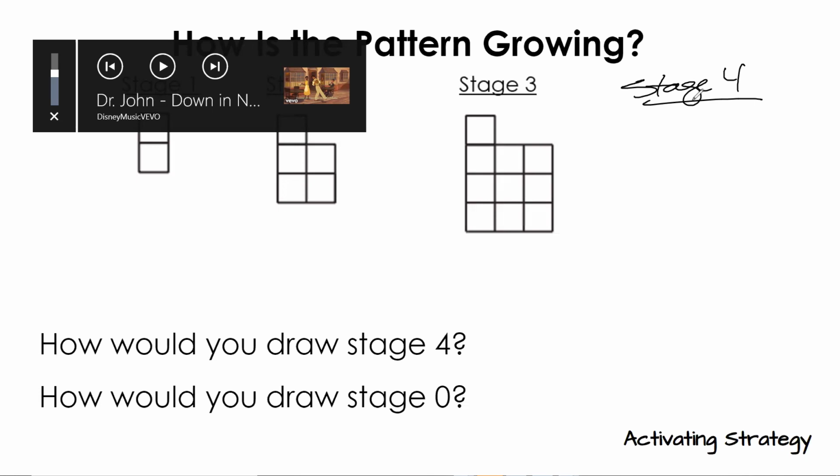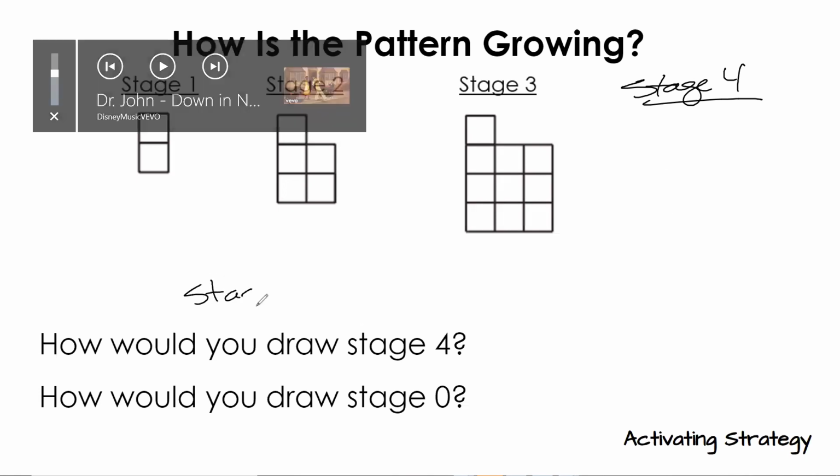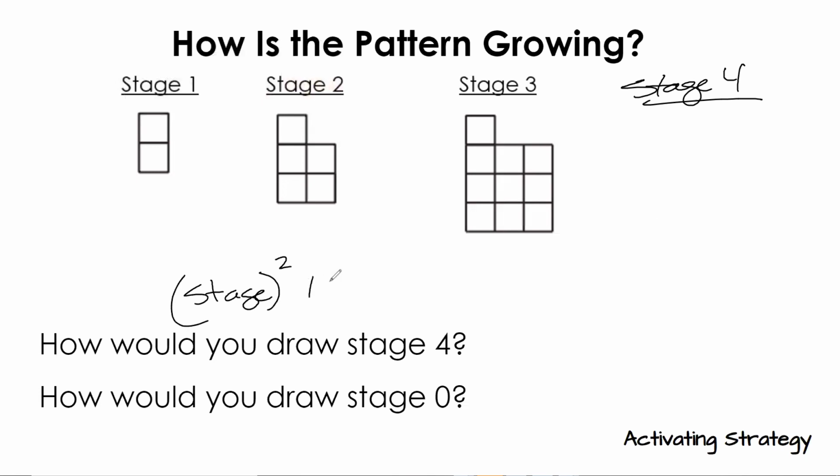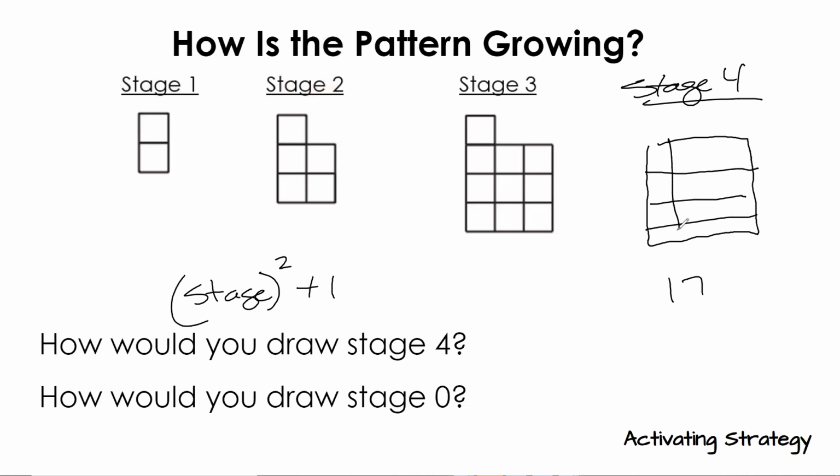The rule for the pattern of stage number 4 would be 17, because it would be 16 plus 1. Ah, okay. So this would be, excuse my boxes, I swear I can draw better than this. I say that, but y'all see my handwriting. So it looks something like that. Yeah, those boxes are real bad.